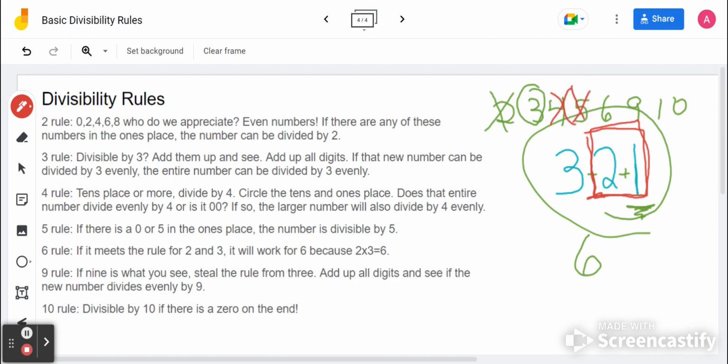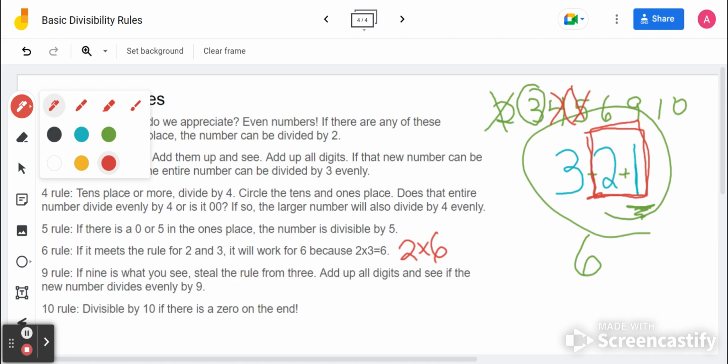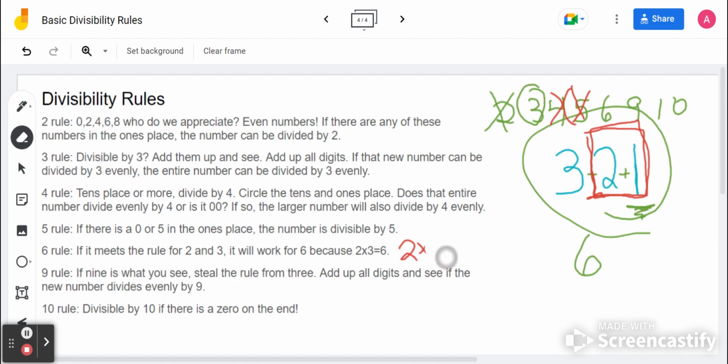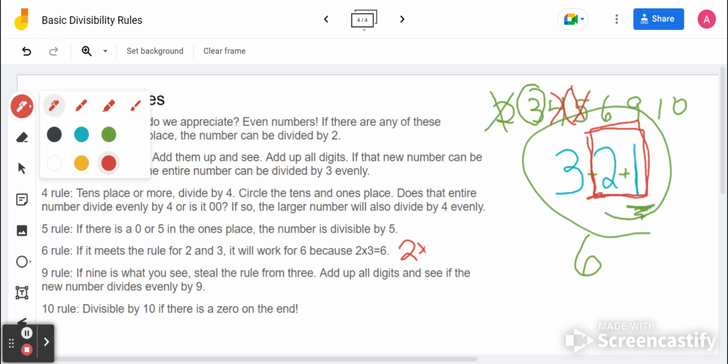6. Since 2 times 3 equals 6, oops, mistake. My dog is literally following me around and just making noise, so that's super.